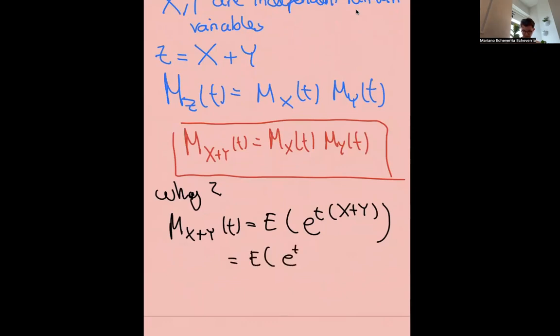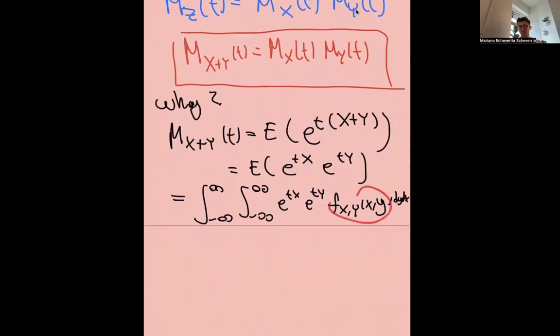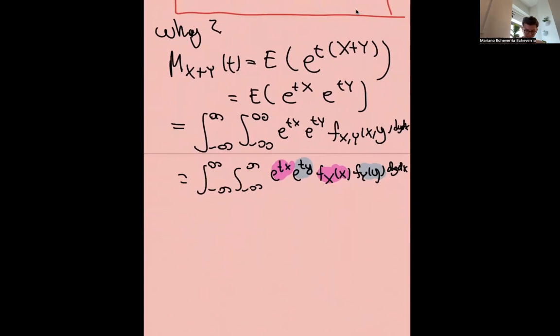So this is e to the t times x plus y. Now you use the fact that the exponential turns sums into products. Then this is an integral from minus infinity to infinity, but because they are independent, the joint density function is the product of these two. Since everything splits into products of x and y, you can write this as a product of two separate integrals.